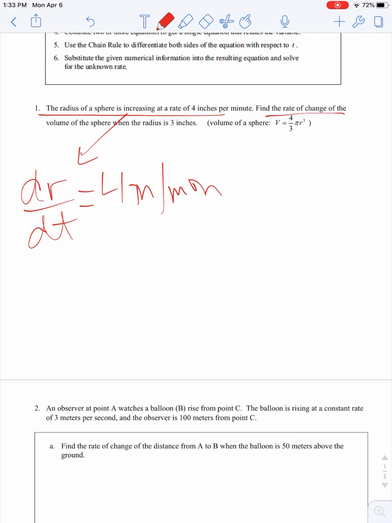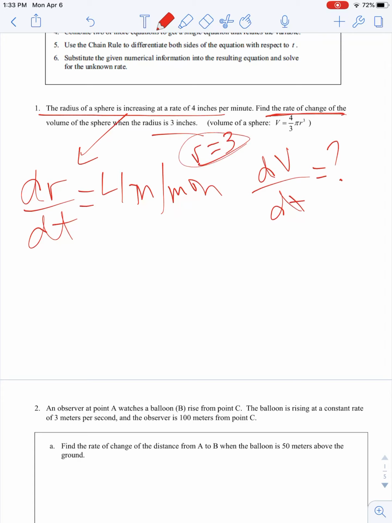Find the rate of change, which is a derivative, of volume. Change in volume over time. That's what I'm finding. I'm going to put a question mark as I read. Rate of change of the volume of the sphere when the radius is 3 inches. At that moment, I take a picture. Visualize me taking a picture right there. You like that sound? That's when the radius equals 3.